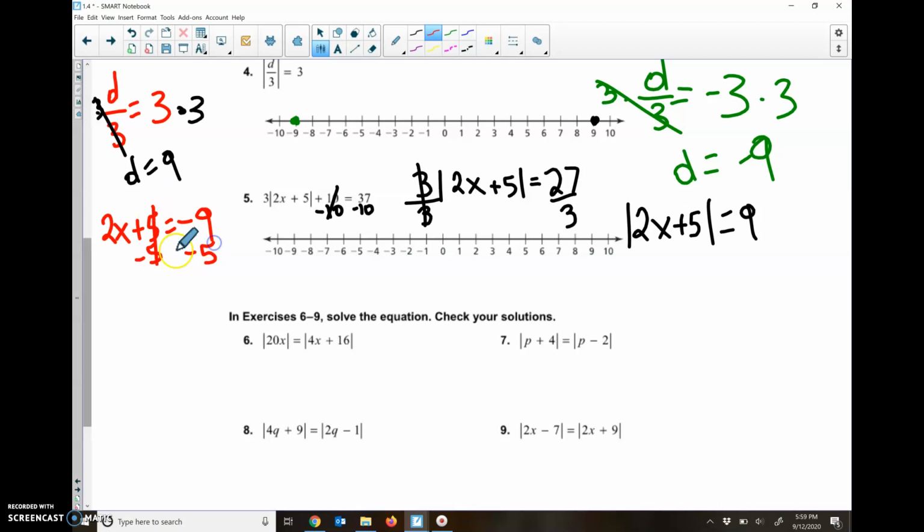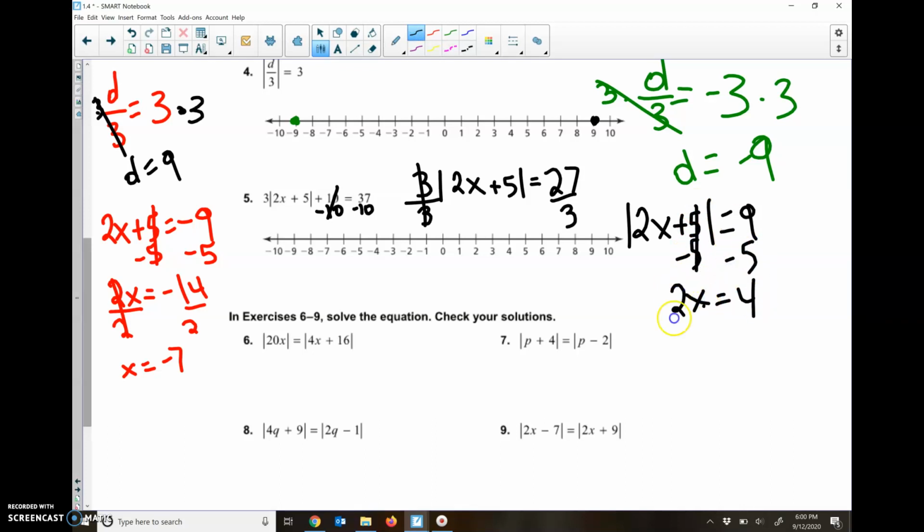Minus 5, minus 5. So 2x equals negative 14. Divide by 2, divide by 2. X equals negative 7. Over here, the plus 5, so I'm going to minus 5. 9 minus 5 is 4. Divide by 2, divide by 2. X equals 2. So here we have negative 7 is one answer. Positive 2 is another answer.